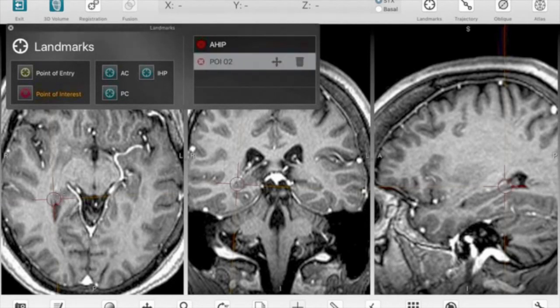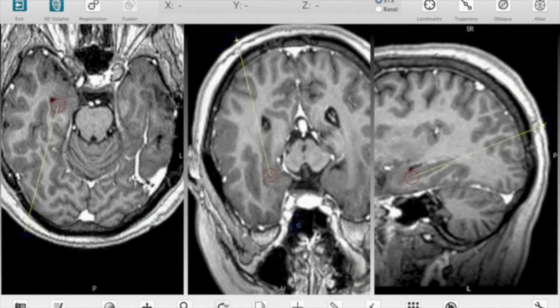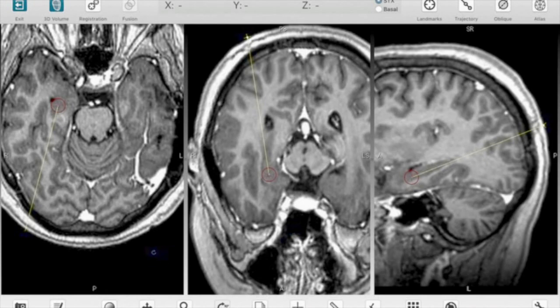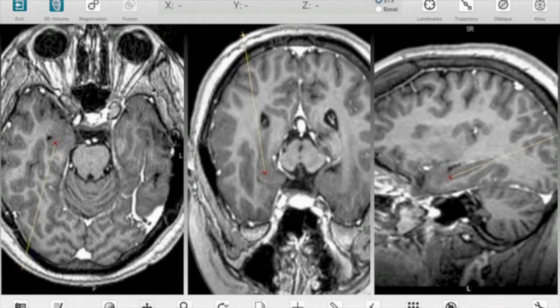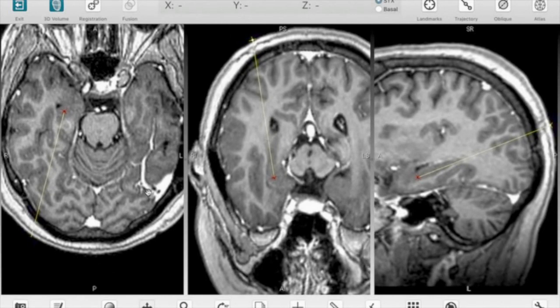After defining these 2 points, they are connected to generate a posterior entry point. This trajectory generally covers most of the hippocampus formation except for the tail, as it curves posteriorly and medially.